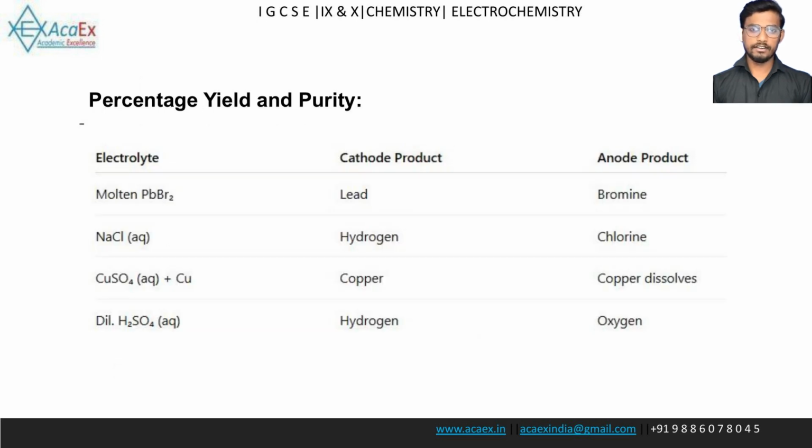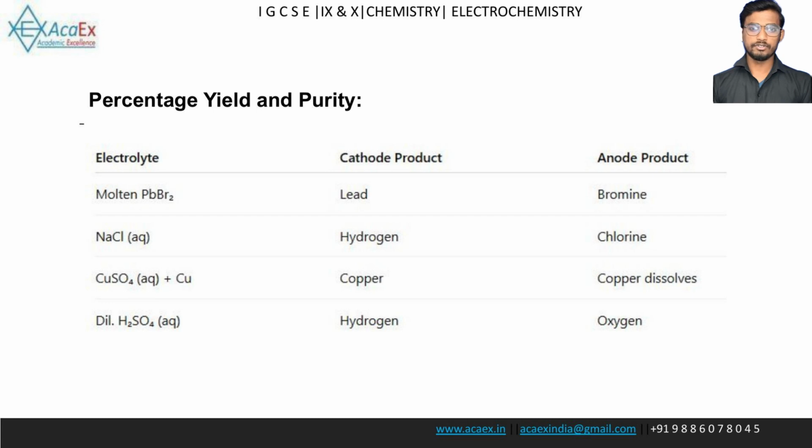Note: the title of this slide, Percentage Yield and Purity, appears to be incorrect based on its content. This slide shows a table of the products formed during the electrolysis of different electrolytes. For molten lead-2-bromide, the cathode product is lead and the anode product is bromine. For aqueous sodium chloride, NaCl, the cathode product is hydrogen and the anode product is chlorine.